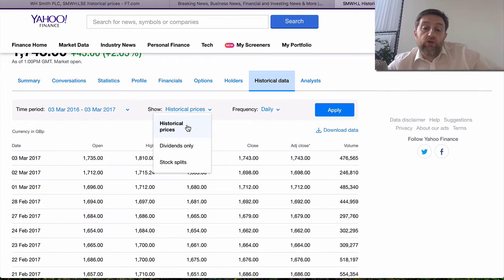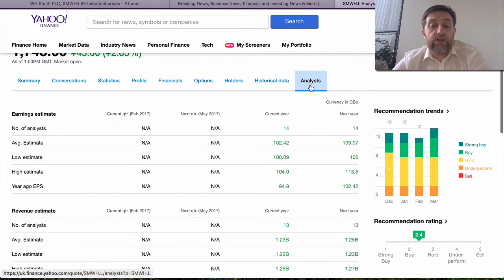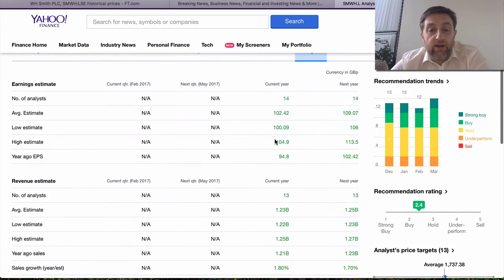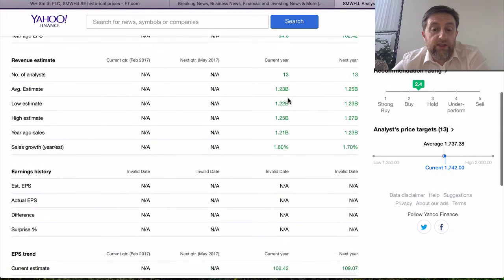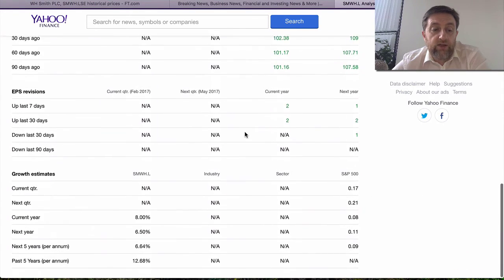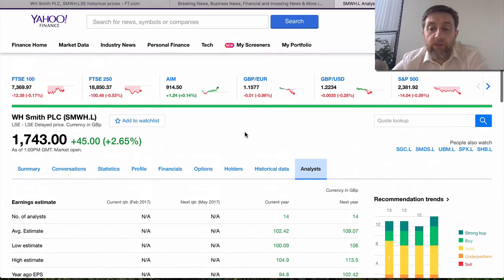You can see historical prices. You can look for stock splits where the number of shares in existence have changed from maybe 1 to 2. So for every 1 share, it now becomes 2 shares. You can do those types of things with this. And then you get analyst data. You can see here the number of analysts that Yahoo Finance have got, and then a lot of the data that they think is going to happen to the company.